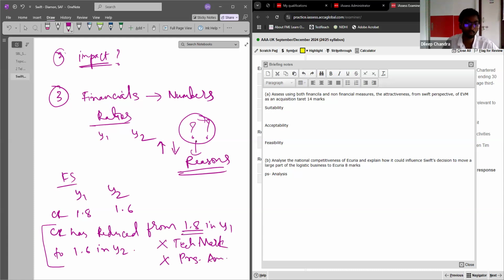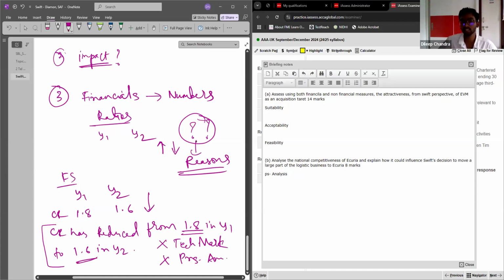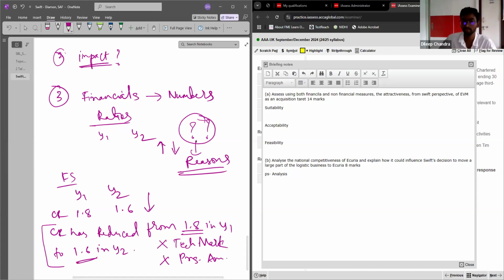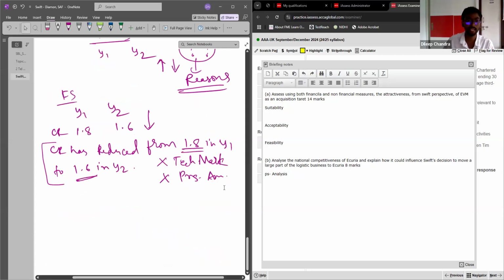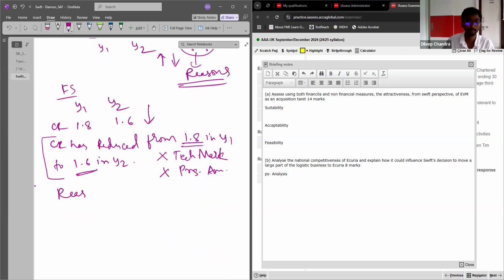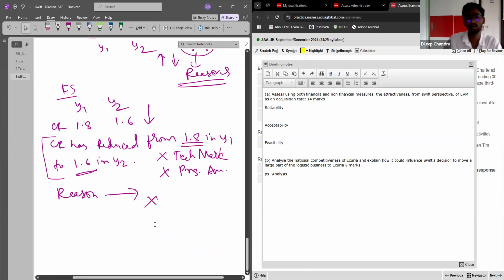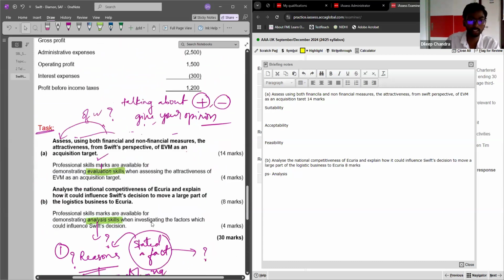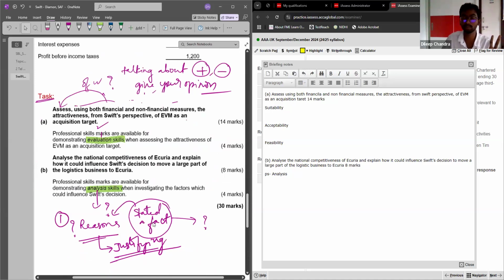Why? Because 1.8 to 1.6, this reduction, even the examiner knows this. Just by looking at the two financial statements, stakeholders will easily understand: last year 1.8, this year 1.6. Even they know that. What is our role as an external consultant? We have to explain why it reduced. Unless we extend our answer with the reason, we are not going to get marks. We'll see what those things are while solving this question. So far you guys have understood what evaluation and what analysis is.